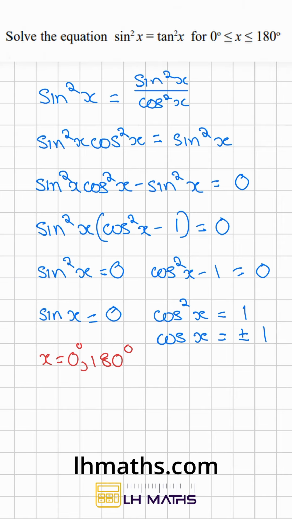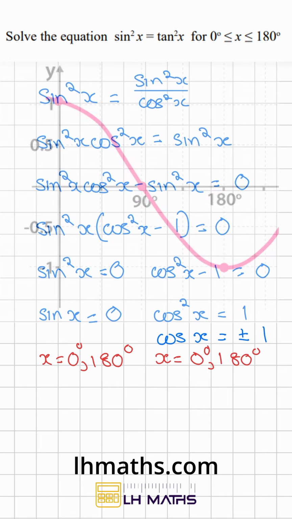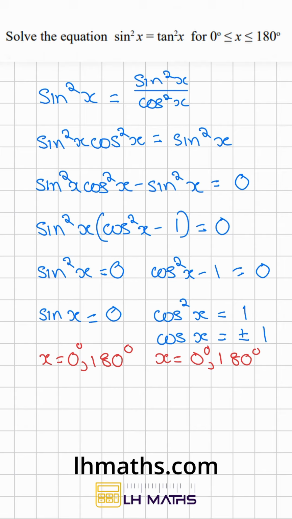So if we look at the cosine graph, we can see that when y is 1, x is 0. So x is also going to be 0. And when y is minus 1, x would be 180. So actually, we get the exact same for both. We know that, therefore, x is going to be 0 and 180 degrees.